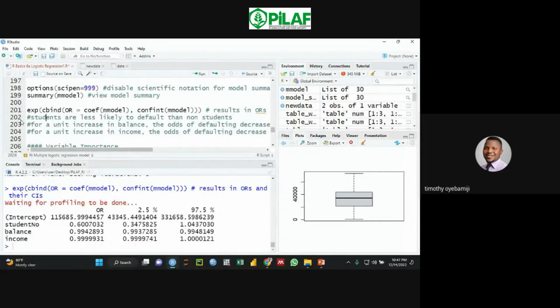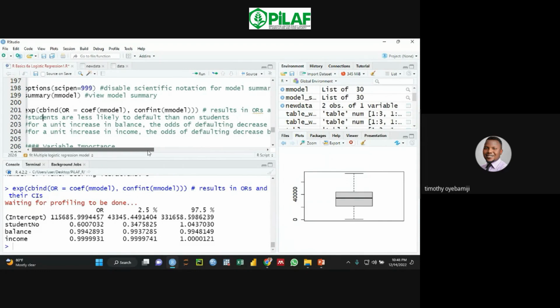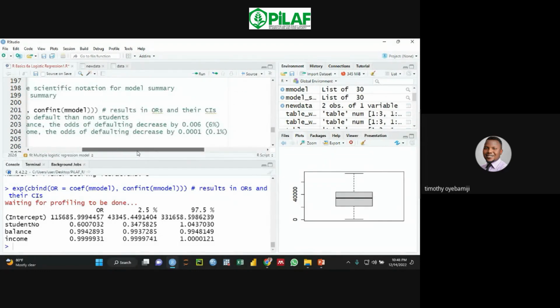Now for balance and income, they are not categorical variables, so there are no dummy variables for them. We say the odds ratio is 0.99, and it's interpreted as: for a unit increase in balance, the odds of defaulting decrease by 0.006. That's less than 6%, like 0.6%. Let me see. Okay, it's 0.06, because that's 1 minus 0.994.